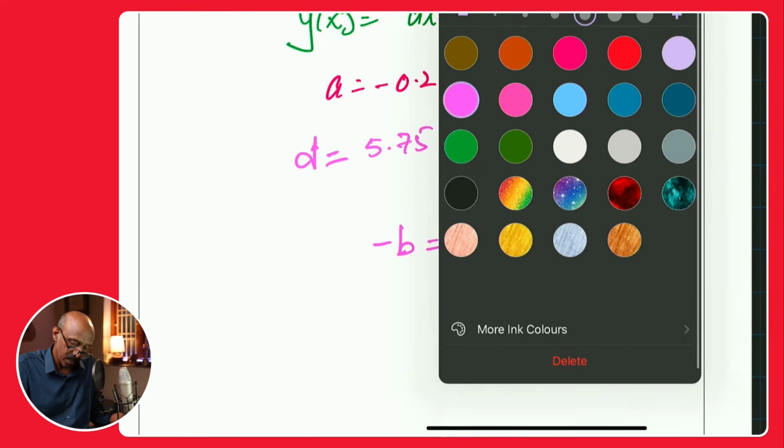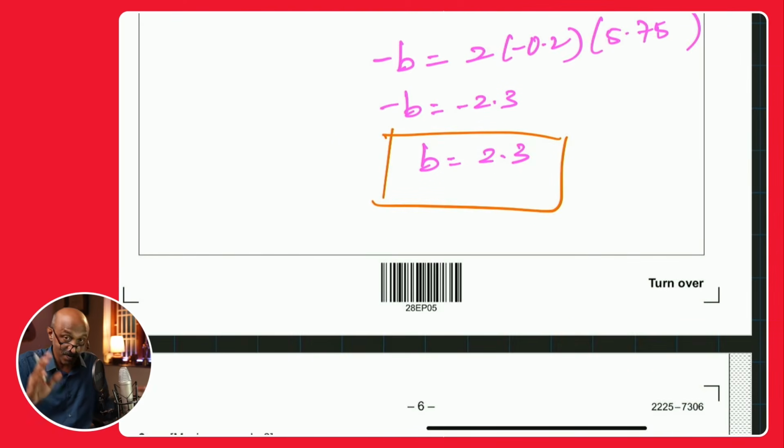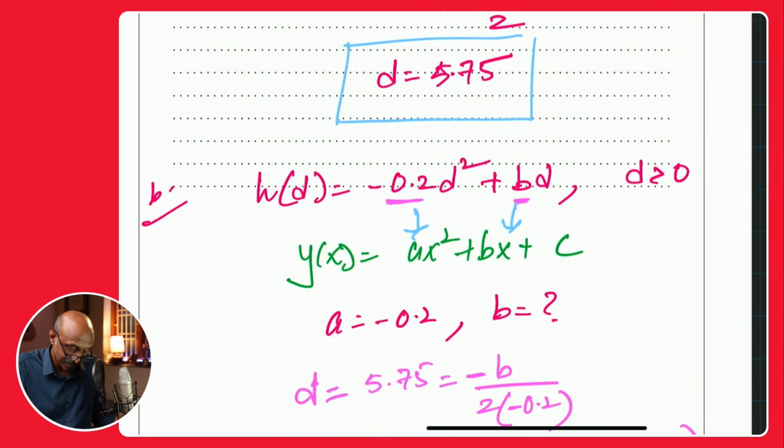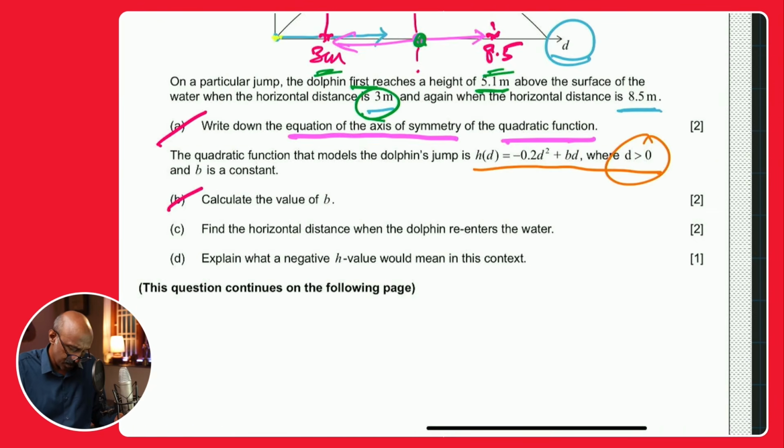So I'm just going to write down negative b equals negative 2.3, which means the value of b is simply 2.3, and it's a constant. Again, don't write units. Sometimes kids are worried that everything needs to have units, and just because it's in meters, it's meters. B is a constant, and there's no units to that. Okay. All right, so that is part B. And what is part C now?